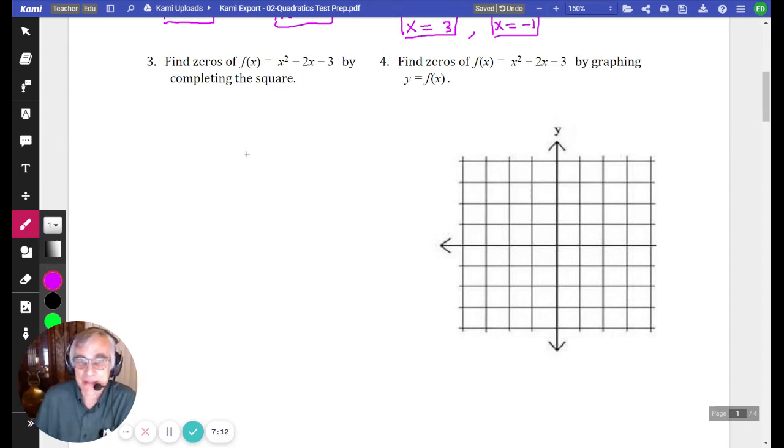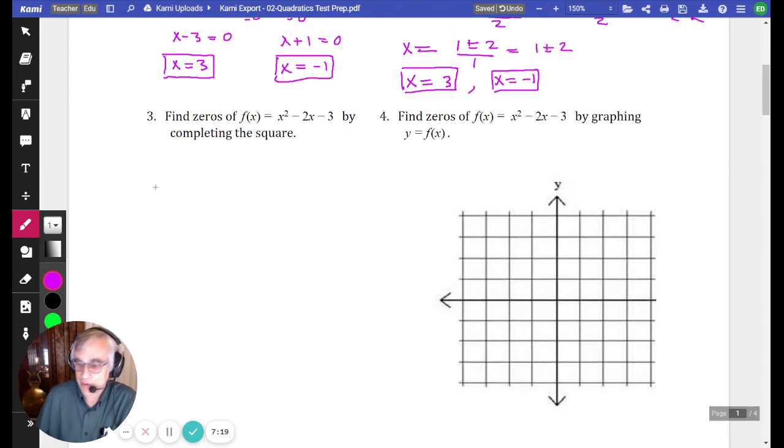Now, number 3 says, let's see if we can do this by completing the square. And what we're doing by completing the square is essentially we're rewriting this standard form quadratic in vertex form. And again, we're solving for the case where 0 equals.